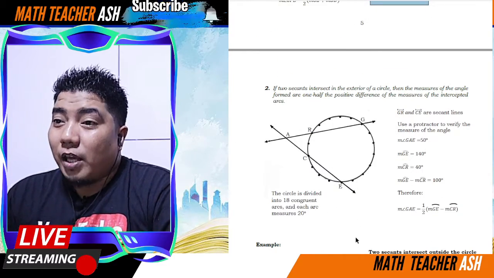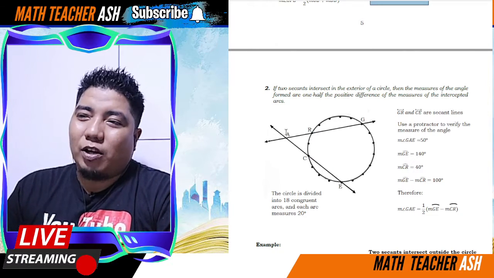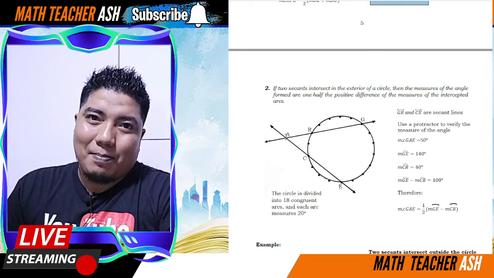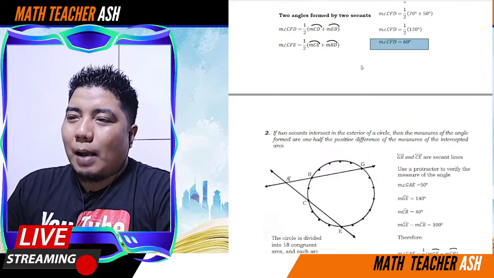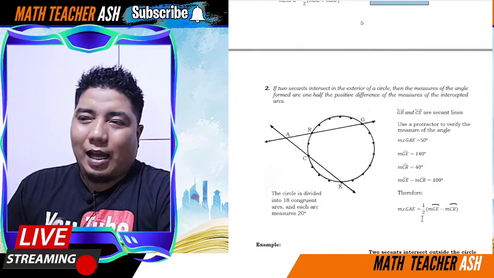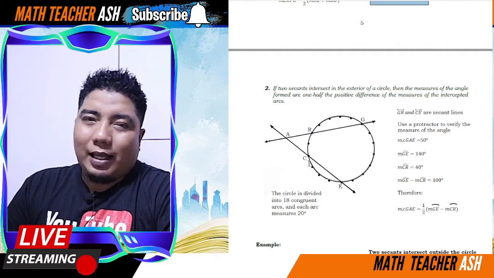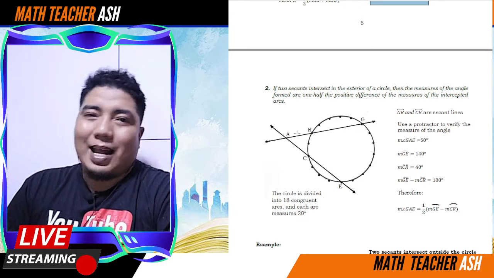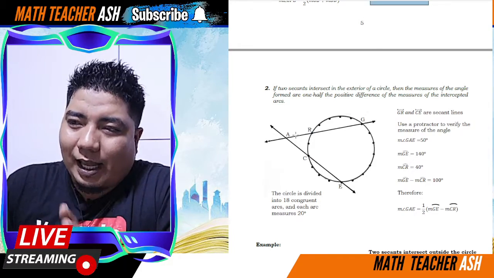Okay, here. If 2 secants intersect at the exterior of the circle, meaning tumama silang dalawa sa labas. Sa labas sila tumama. Hindi katulad kanina, sa loob sila nag-intersect. Kapag sa labas naman sila, ito ang gagawin mo. Yung malaking arc, i-minus mo sa maliit na arc, divide by 2, at yun ang magiging angle na nasa labas ng, or yung angle na na-form ng mga secant.